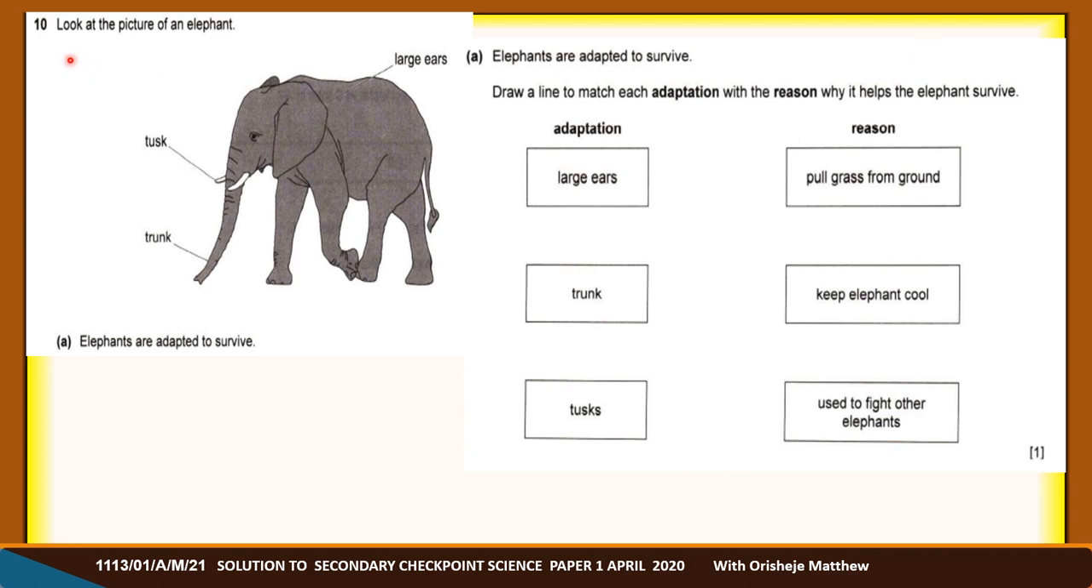Question number 10. Look at the picture of the elephant. You have the large ear, the tusk, and the trunk. Elephants are adapted to survive. Draw a line to match the adaptation with the reason why it helped the elephant survive. The large ear keeps the elephant cool. The trunk pulls grasses from the ground. The tusk is used to fight other elephants.